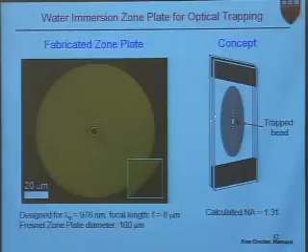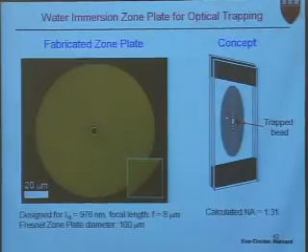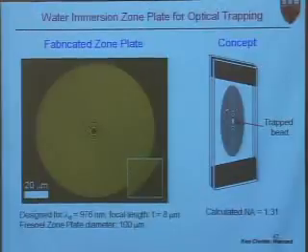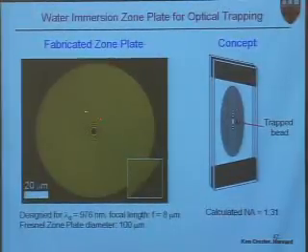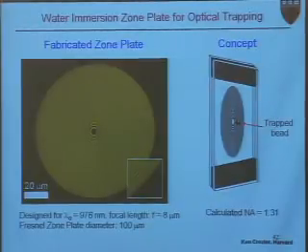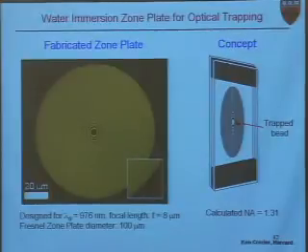And this shows the concept. So it would come in with a laser beam which would strike this Fresnel zone plate, and then there's diffraction from the openings, and the radii of these rings are chosen such that these diffracted waves interfere constructively at the focal point to form a spot of about 300 nanometers or so, which we would use to trap a bead.